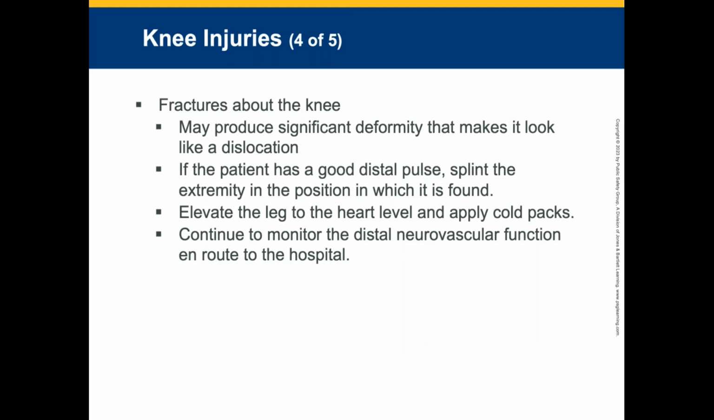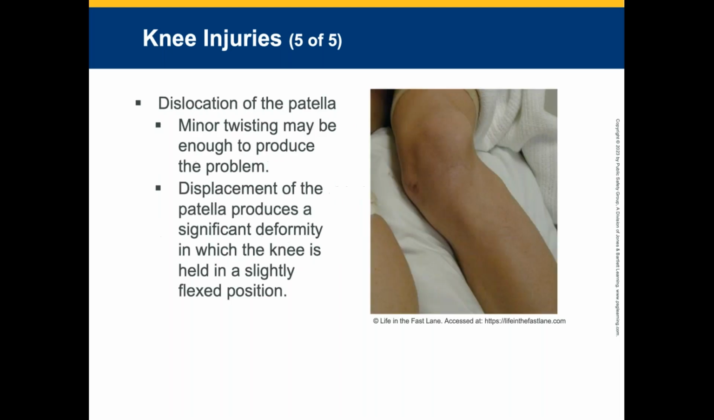Fractures about the knee itself may occur at the distal end of the femur, at the proximal end of the tibia, or in the patella, like a patellar fracture itself. It's easy to confuse a non-displaced or minimally displaced fracture above the knee with a ligament injury. A displaced fracture about the knee may produce significant deformity that makes it look like a dislocation, but it's actually a fracture as well. So continue to monitor distal neurovascular function, at least until the hospital. You can see here where the fracture is, located in that area there.